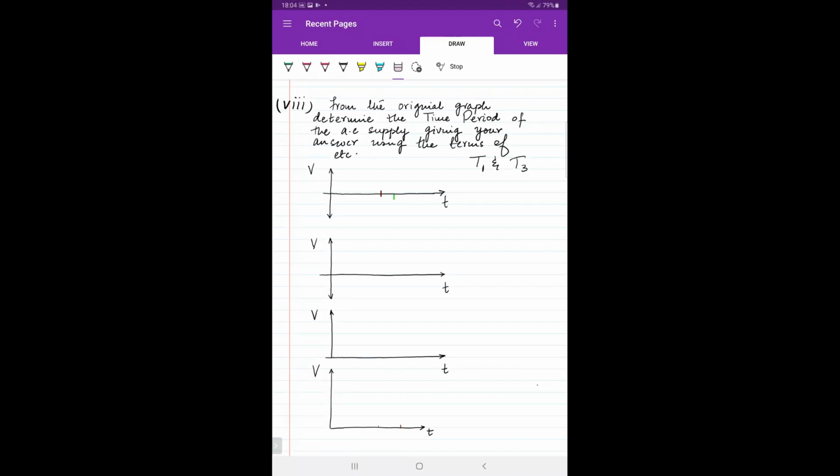Something along these lines. The points were labeled. There was one point marked as T1, the other one marked as T2, and the third one marked as T3. So these were three reference points given to you. And the question was asking you, looking at this original graph, so this graph is given.